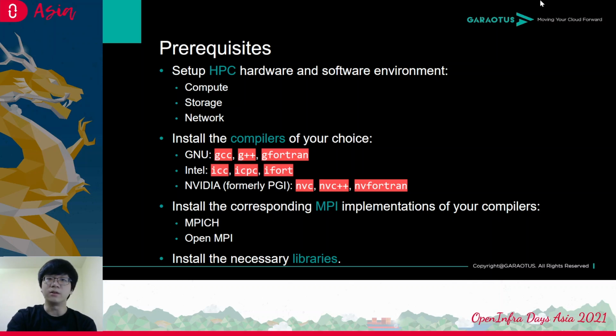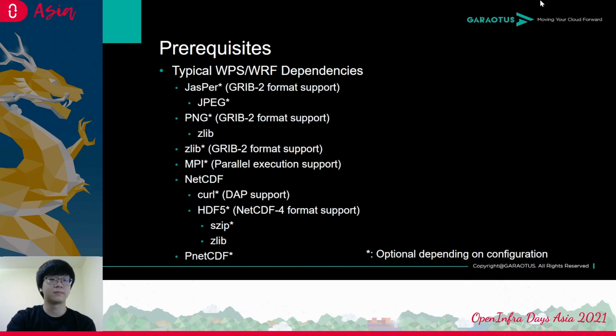Then you have to install the necessary libraries for the WRF model. Here is a list of typical WRF model dependencies. You may recognize that some of them are common, while others are specifically used in scientific fields. You may also notice that some of them are denoted as optional, but if you don't provide them, some features of the WRF model will become disabled.